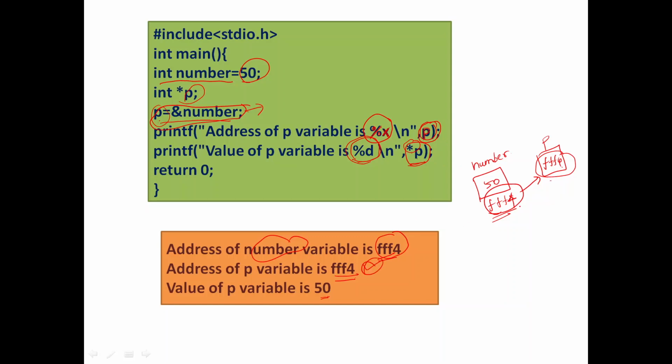So when we want to dereference, that means when we precede the variable p with the asterisk symbol, the dereferencing operator, it will move to this location and return the value stored in that location. So we get the output as 50. So these are about the pointer. Now we will see about the advantages of pointer.